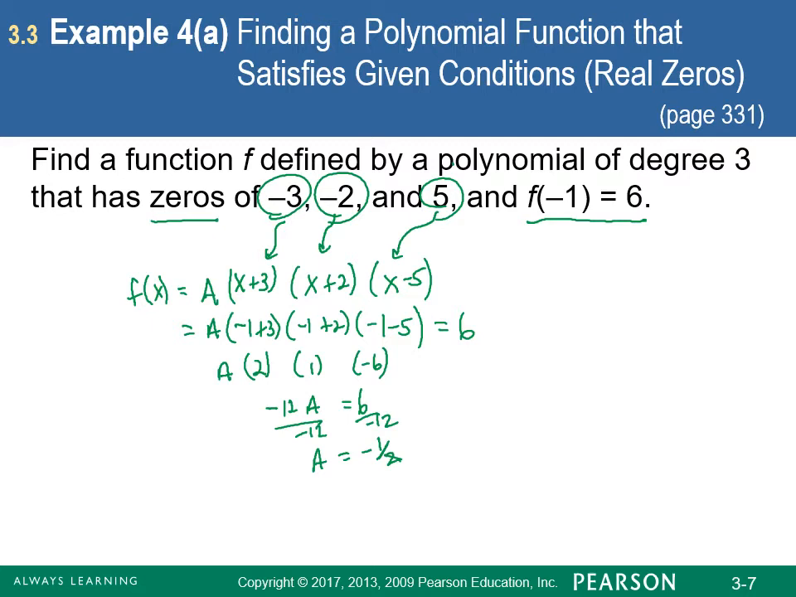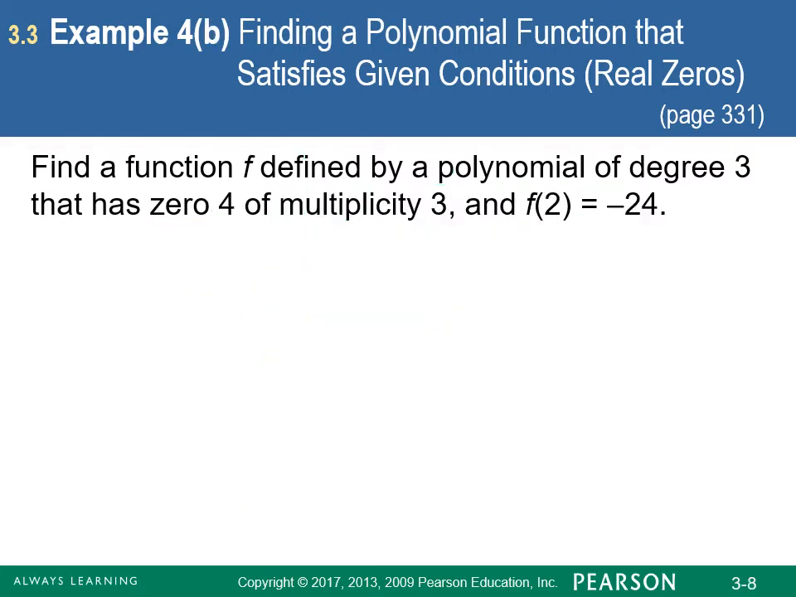So our function is negative 1/2 times x plus 3 times x plus 2 times x minus 5. Now that should suffice as an answer. However, we may need to multiply that out. This is a lot like the previous one. We're told that we have a 0 of 4, which means x minus 4 is a factor. We're also told that that is a factor 3 times.